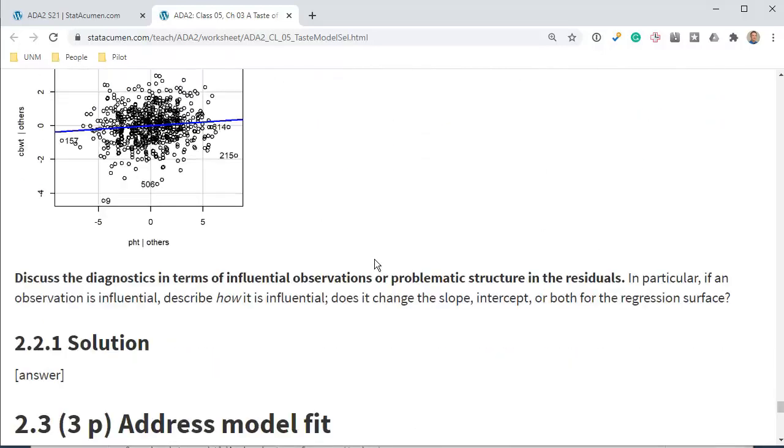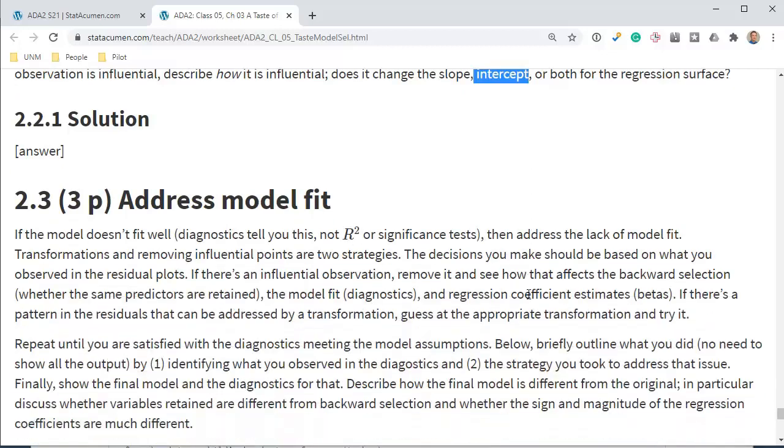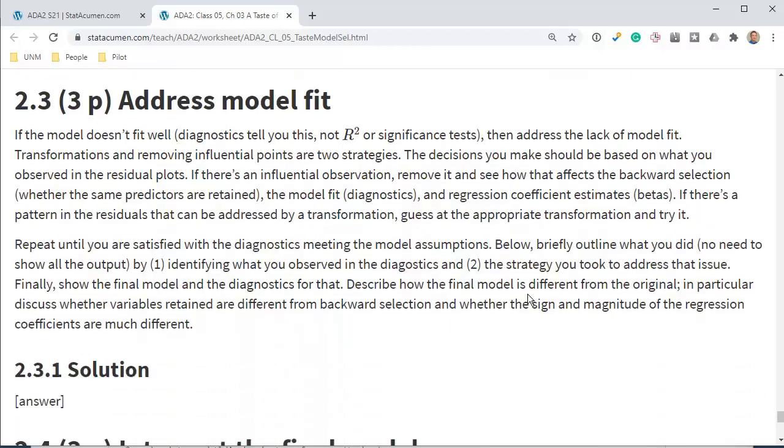All right. So describe how that unusual observation is influential. I think we've talked quite a bit about this. We don't really think it's going to change this regression surface very much. The slopes, it's sort of reducing the slopes a little bit, and it's changing the intercept by probably pulling the whole regression surface down a bit. That's what I think. All right, so now is a key moment in the model.